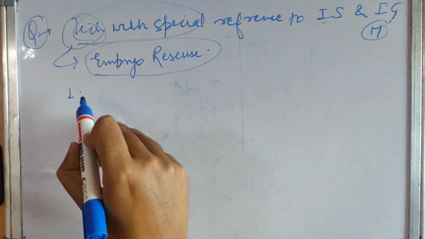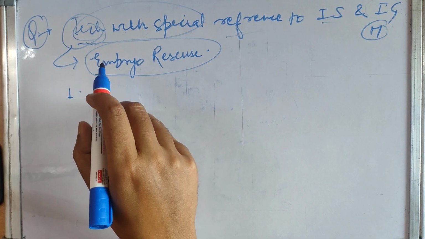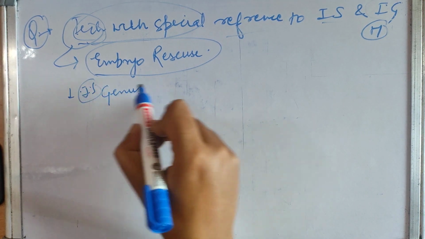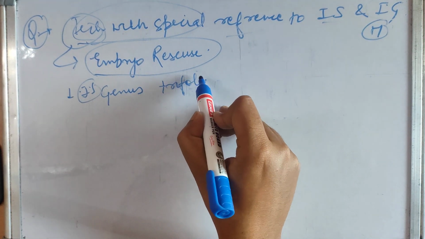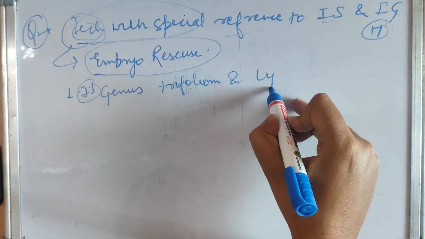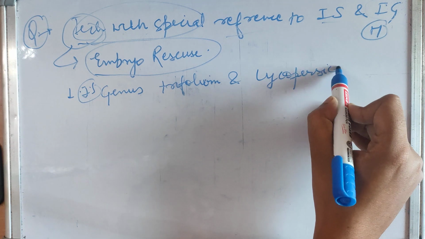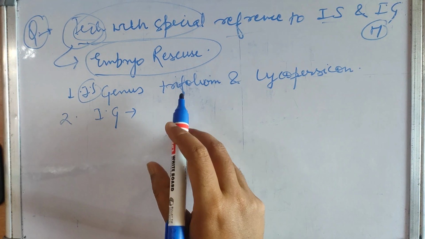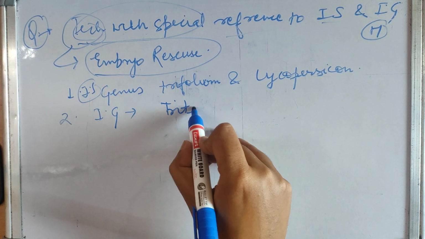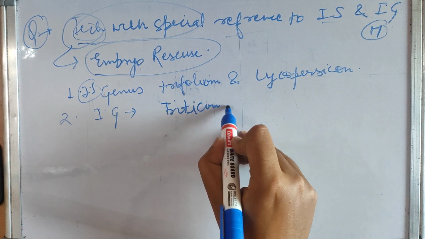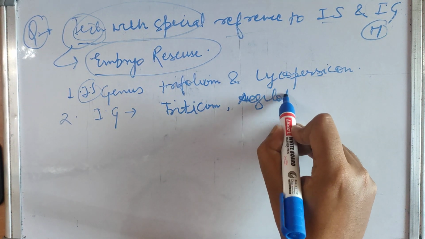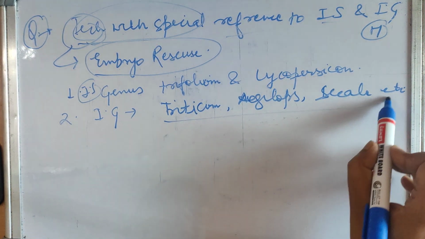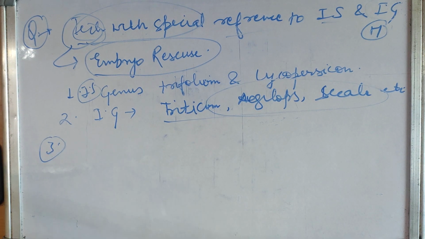It has been used in interspecific hybridization of genus Trifolium, and Lycopersicon. It has also helped in intergeneric hybrids of Triticum, Aegilops, Secale, etc. You all have heard about these crops somewhere in breeding.